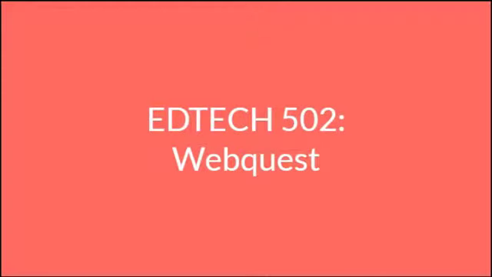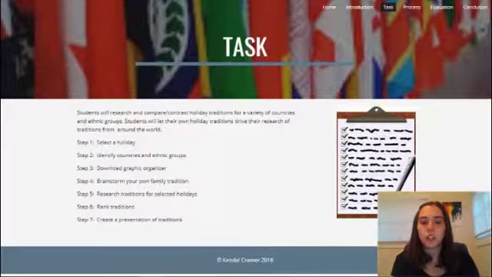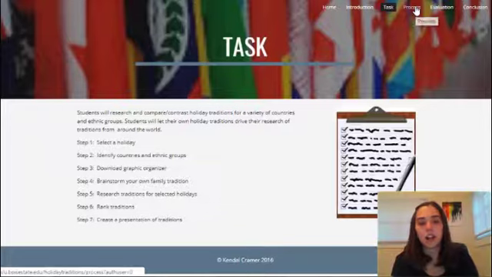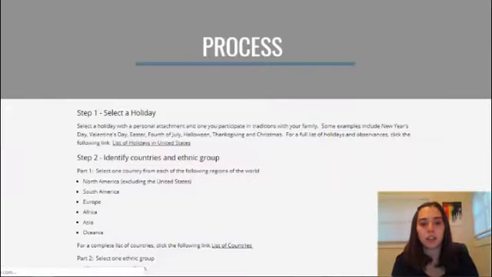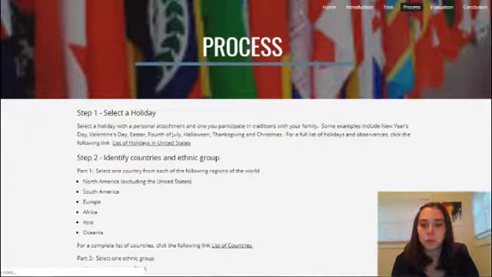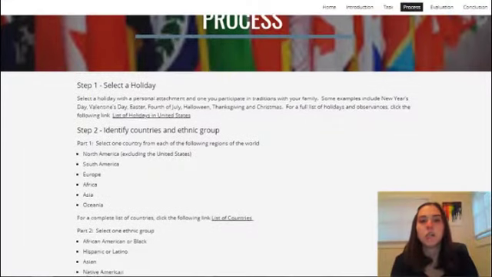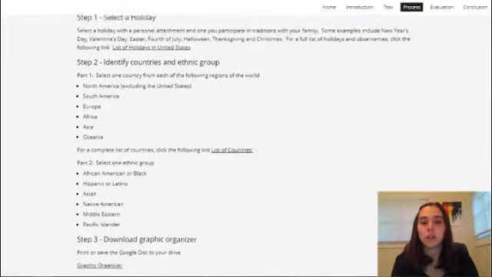The artifact demonstrating my ability to select technology that emphasizes the diversity of a society is my web quest. In my web quest, students explore and learn about different holiday traditions from around the world. Students do this through multiple technologies such as videos, pre-selected resources, and Google Forms.